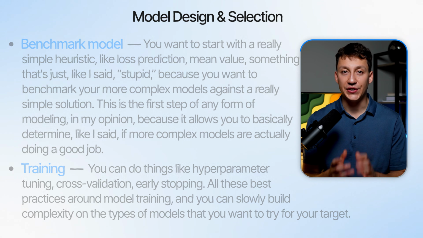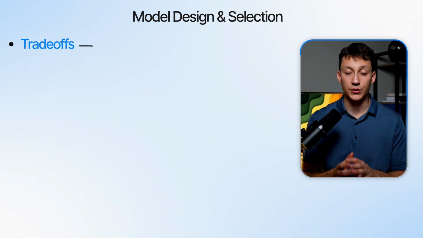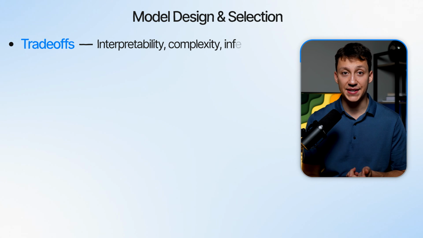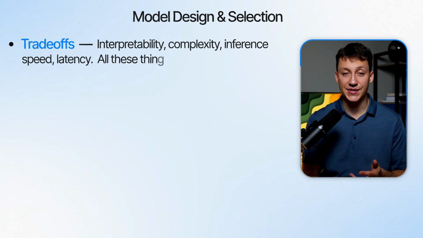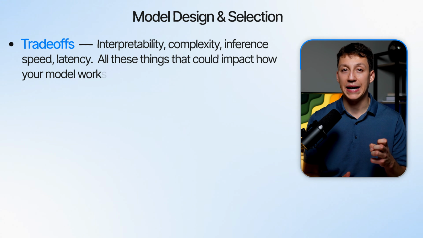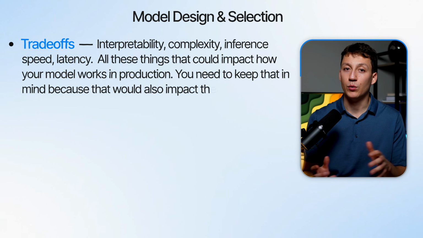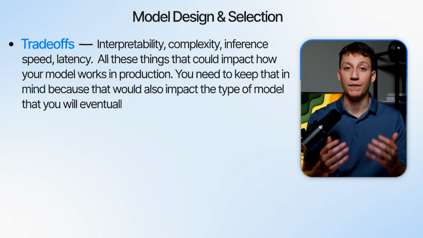And one thing you need to take into account whilst building all these models is trade-offs. So like interpretability, complexity, inference speed, latency. All these things that could impact how your model works in production, you need to keep that in the back of your mind, because that would also impact the type of model that you will eventually ship.